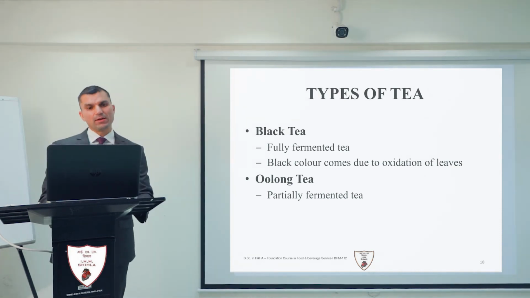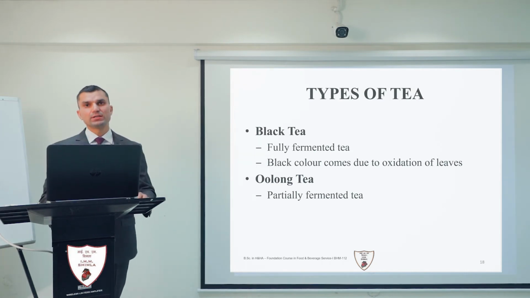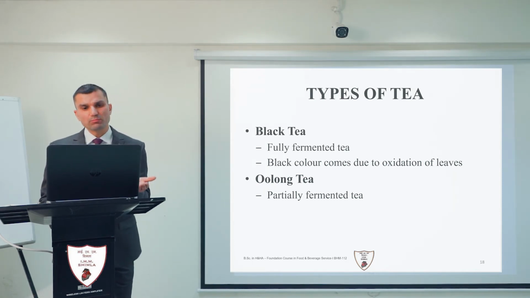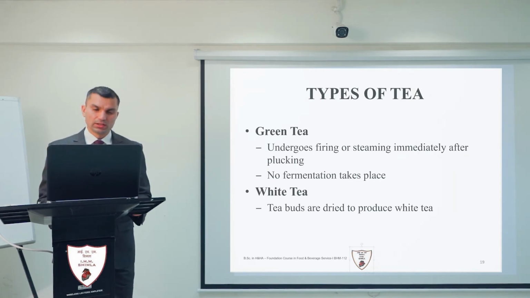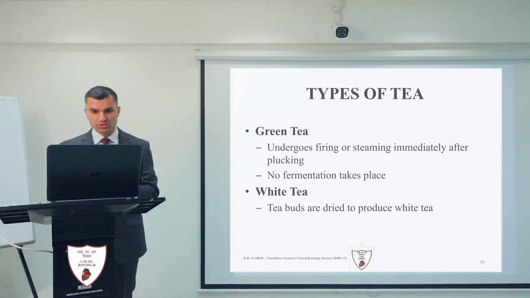The second type of tea is oolong tea, and this is partially fermented tea. That means oxidation happens to a certain point and then it's stopped. The third is green tea, which is very famous at present because of its antioxidant properties. And this is a tea where no fermentation takes place. It undergoes firing or steaming immediately after plucking.